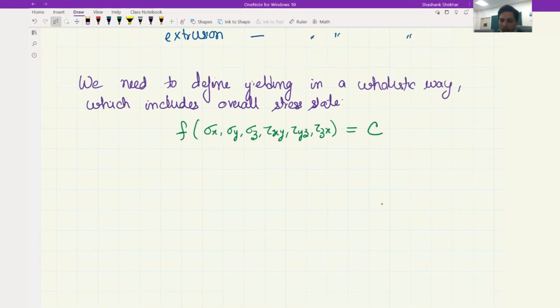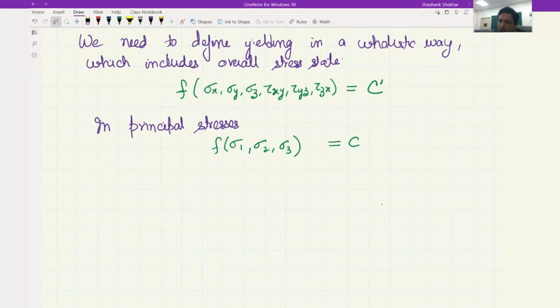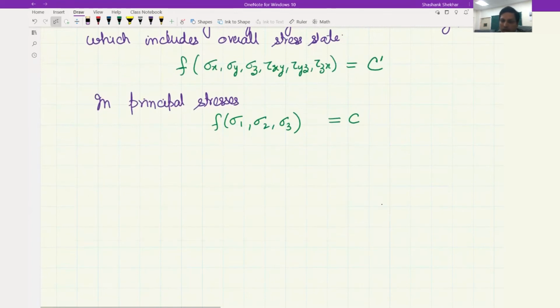First of all, if it were to be written in terms of principal stresses, then we would write it as follows. When we have principal stresses, obviously we don't have shear stresses, and therefore it is just a function of sigma 1, sigma 2, sigma 3. And since these two constants would not be the same, let me put a prime over here just to distinguish that this is a different constant, unless someone gets confused that both equations will yield the same constant. That's not the case.